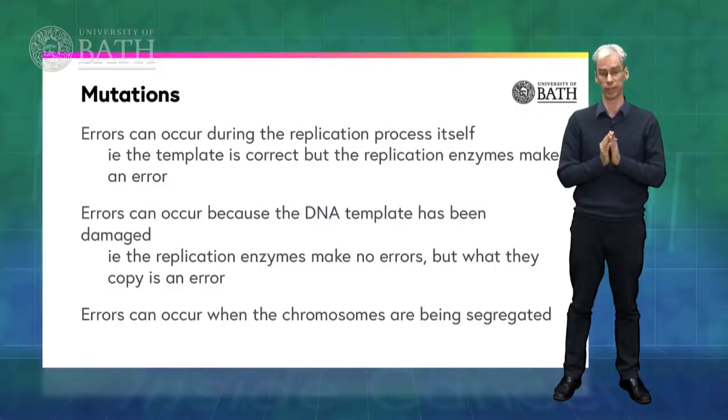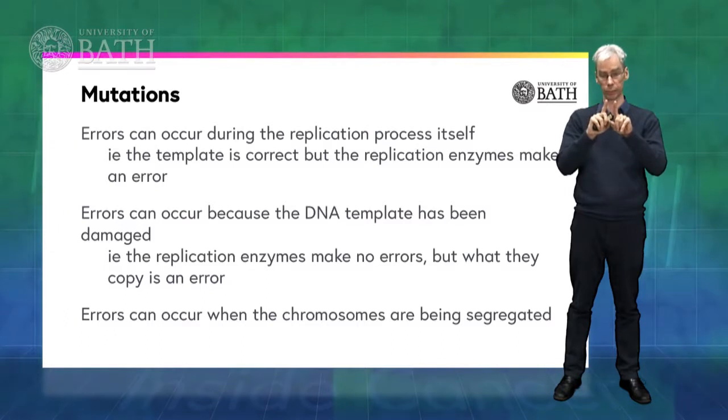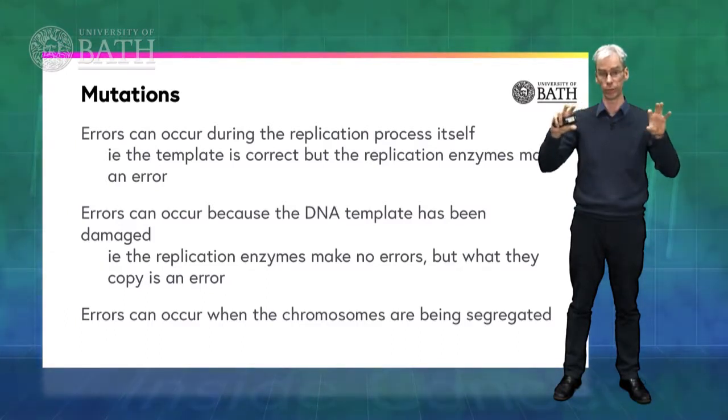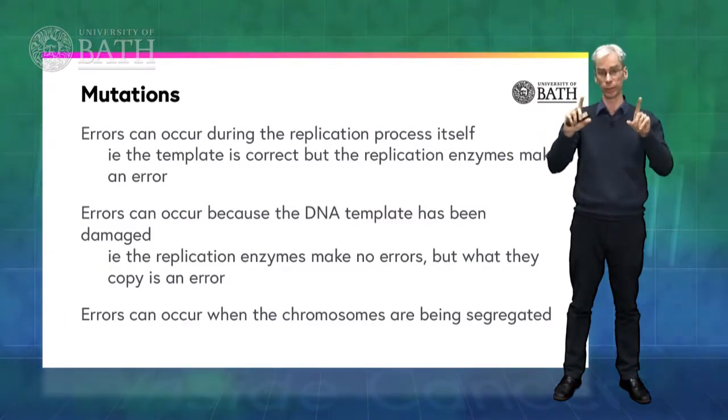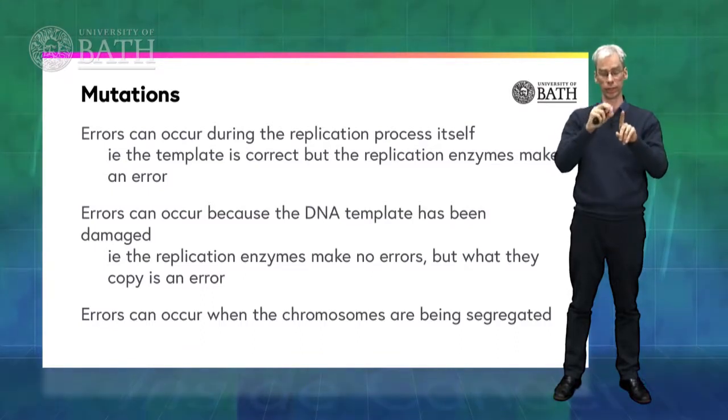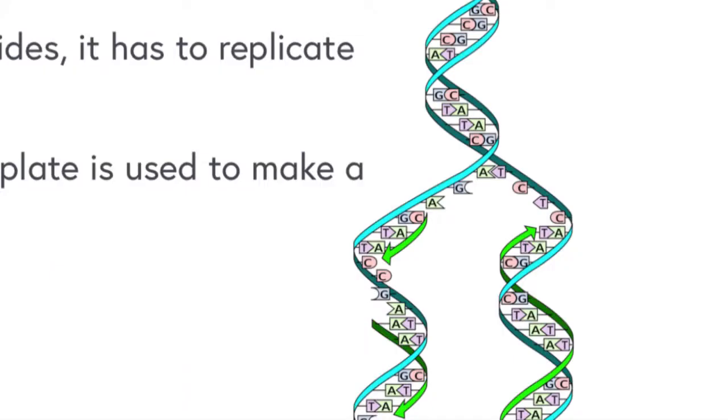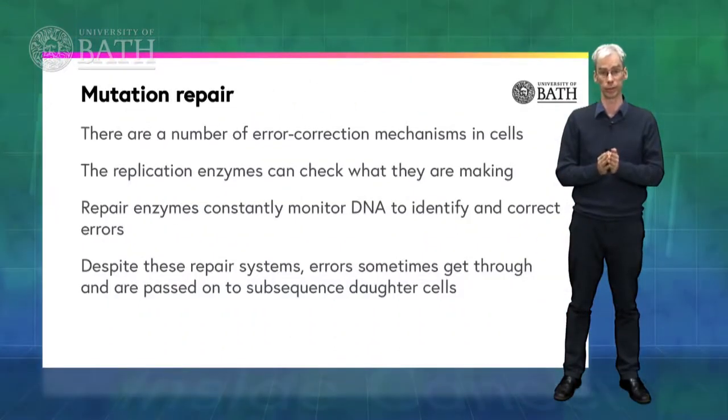And lastly, there's a class of mutations that can occur to DNA which isn't strictly part of the DNA replication process. It's part of the chromosomes, how they line up with each other and segregate into the two daughter cells. And during this period, you can get recombination events where sections of one chromosome get spliced into another section of another chromosome. Now, mutations are not desirable things in cells, so cells have evolved numerous error correction mechanisms.